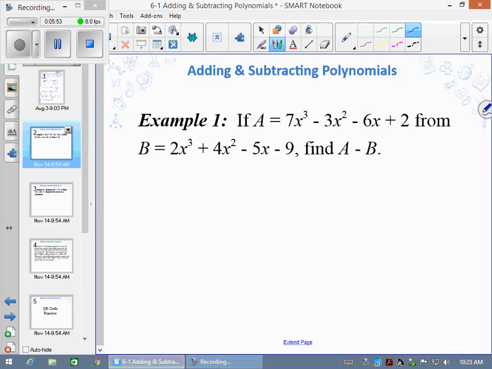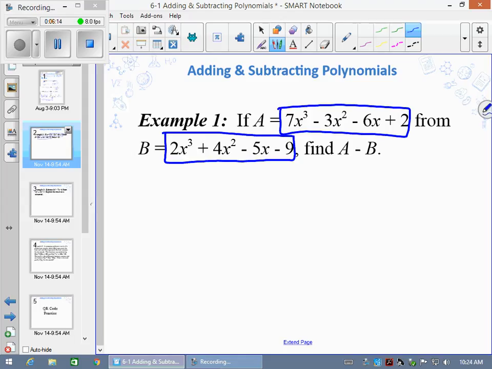We're given one polynomial as a. So they tell us that a is equal to 7x cubed minus 3x squared minus 6x plus 2. And b is equal to 2x cubed plus 4x squared minus 5x minus 9. And what they want us to do is find what a minus b is.